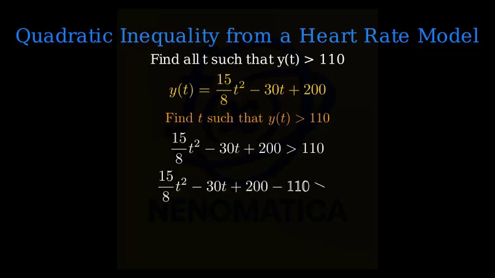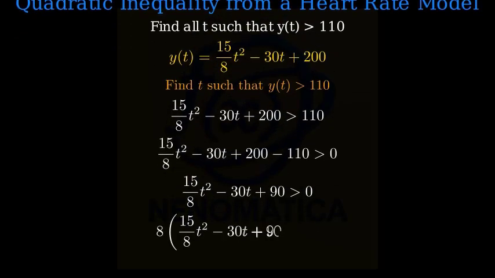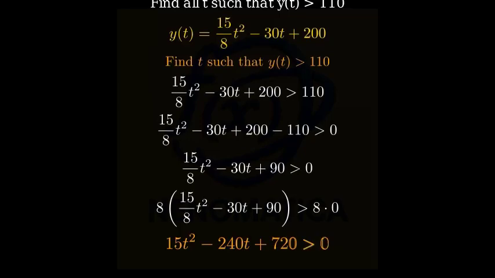Subtract 110 from both sides to isolate 0 on the right. Now multiply every term by 8 to clear the fraction. We obtain 15t squared minus 240t plus 720 greater than 0.